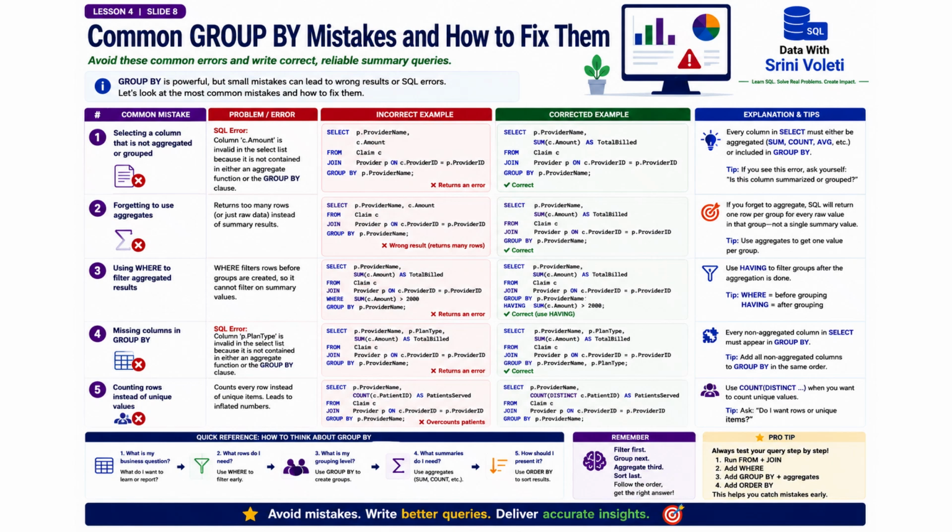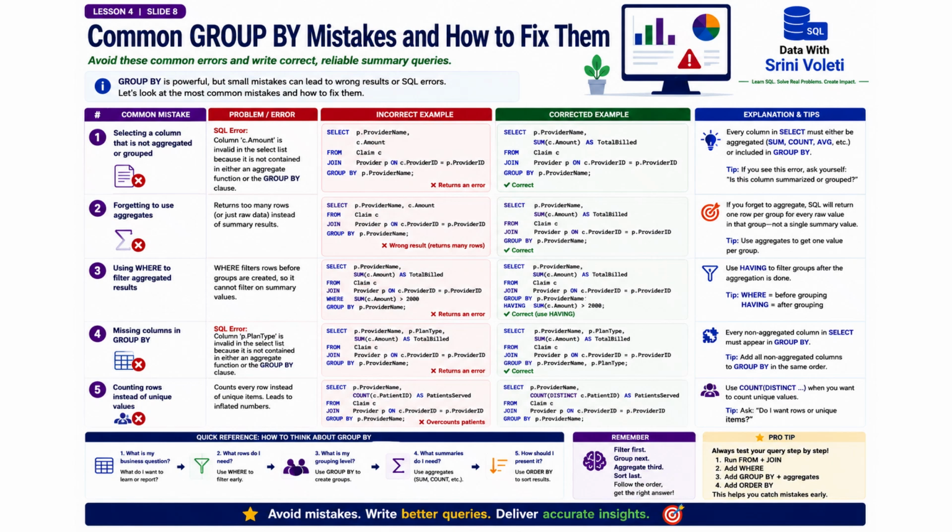Common group by mistakes and how to fix them. Now we have learned how group by works and how to combine it with aggregate functions. Before moving on, let's spend a few minutes looking at some of the most common mistakes beginners make. The good news is this: every SQL developer makes these mistakes at some point of time. The important part is not avoiding every mistake. The important point is learning how to recognize them and fix them quickly. Let us walk through them one by one.